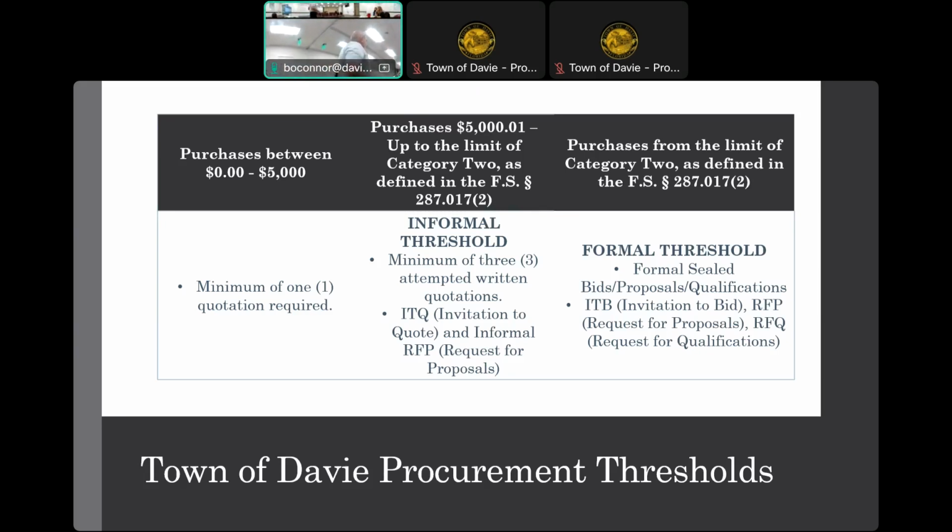Once it goes over 35,000, then basically it has to go into that. Now there's also caps on what we call continuing services contracts, and we'll talk about that in a little bit.